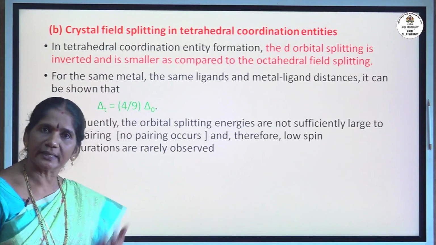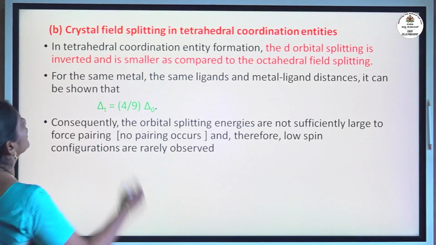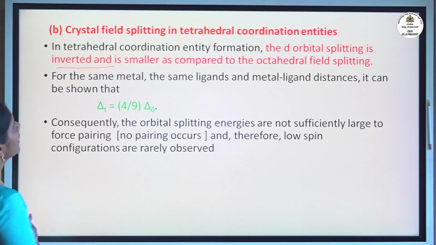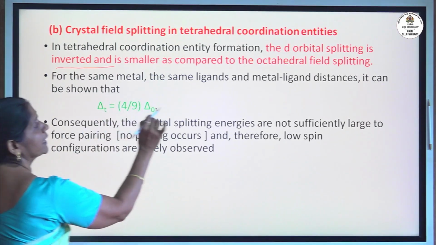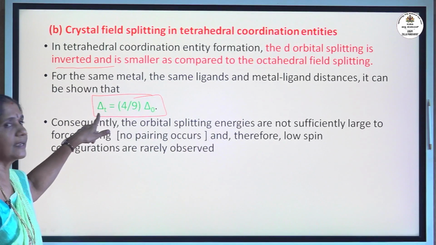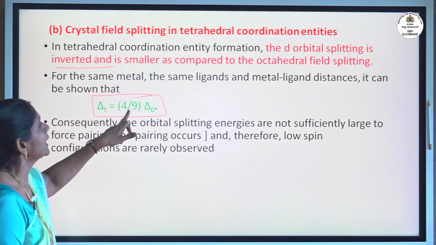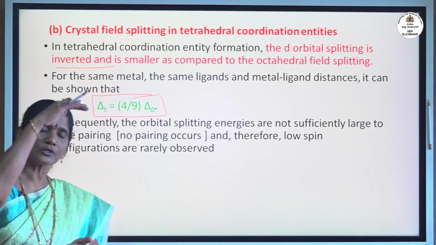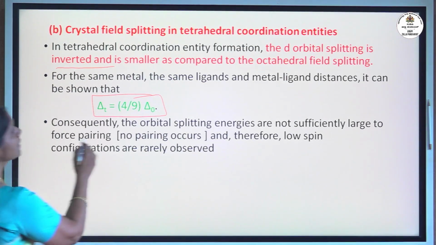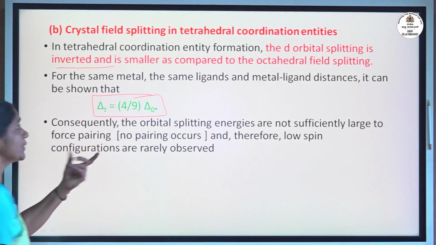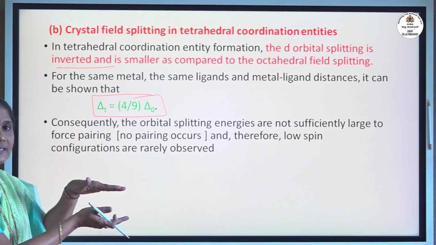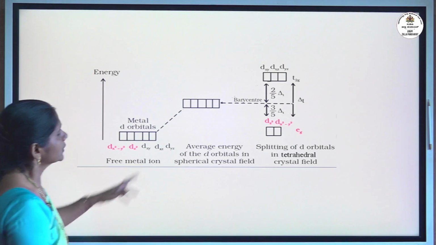Crystal field splitting also takes place in tetrahedral complexes, coordination entities, where the pattern is completely inverted when compared to the octahedral one. If you have the same metal, same ligand with same metal-ligand distances, and compare the two splittings, the tetrahedral crystal field splitting will be only 4/9 of delta O. So delta O splitting will be more, and delta T will be lesser than half of the octahedral splitting. Consequently, the orbital splitting energies are not sufficient, because splitting is very less in the case of tetrahedral. We normally find high spin complexes, not low spin complexes. So this is the inverted structure.